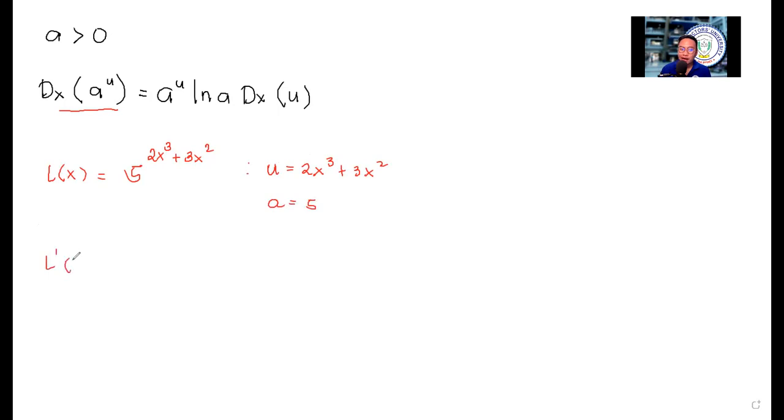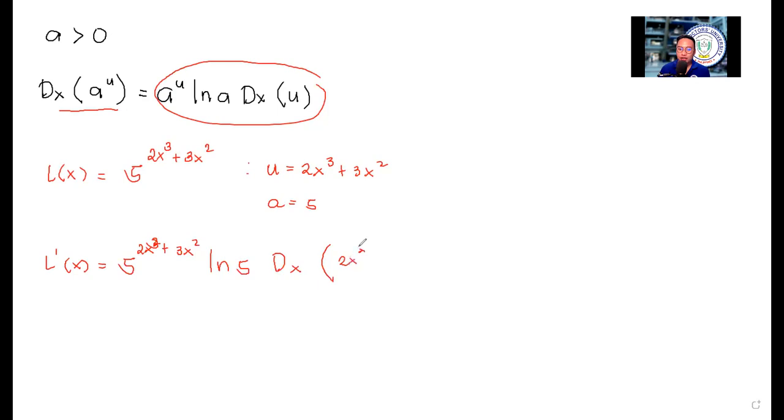Now, if we wish to find out the derivative of that function, you just need to follow this pattern. You start with a, which is 5, to the u, which is as given: 2x cubed plus 3x squared. Then ln 5 times the derivative of 2x cubed plus 3x squared. Continue with the process: 5 to the 2x cubed plus 3x squared, ln 5 times, what's the derivative of 2x cubed plus 3x squared? Is it 6x squared plus 6x?